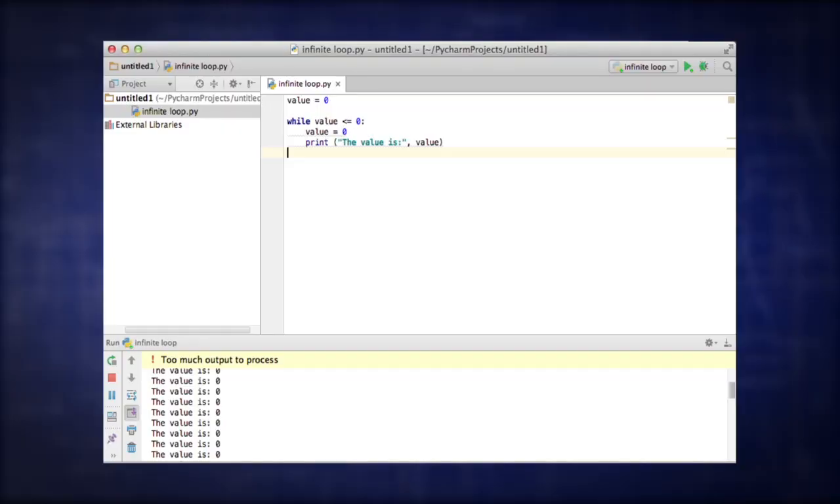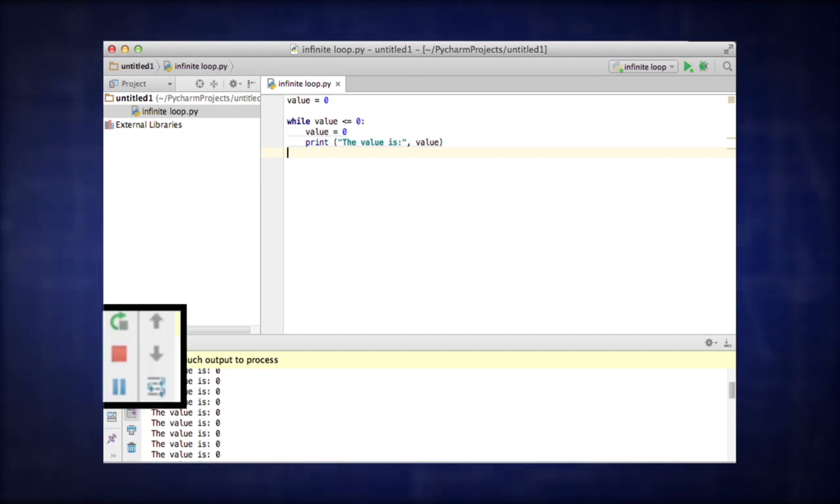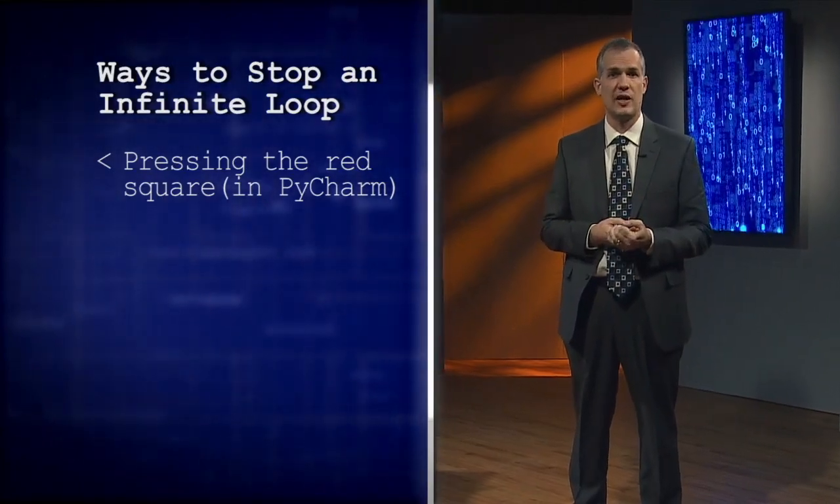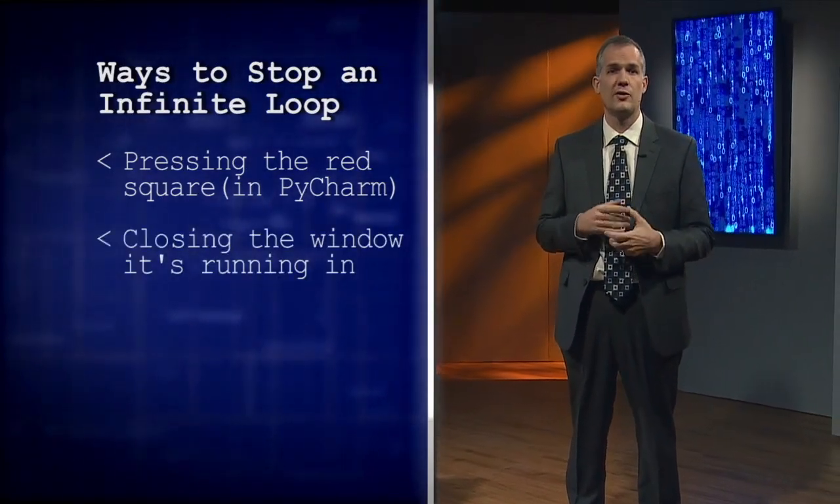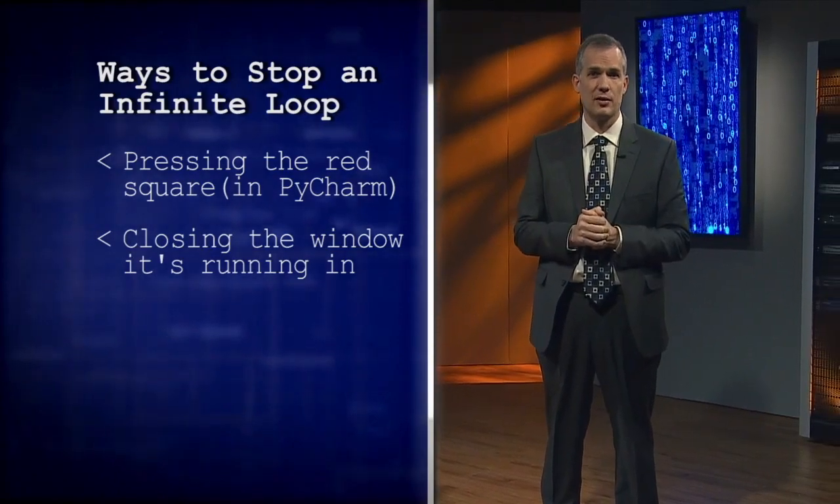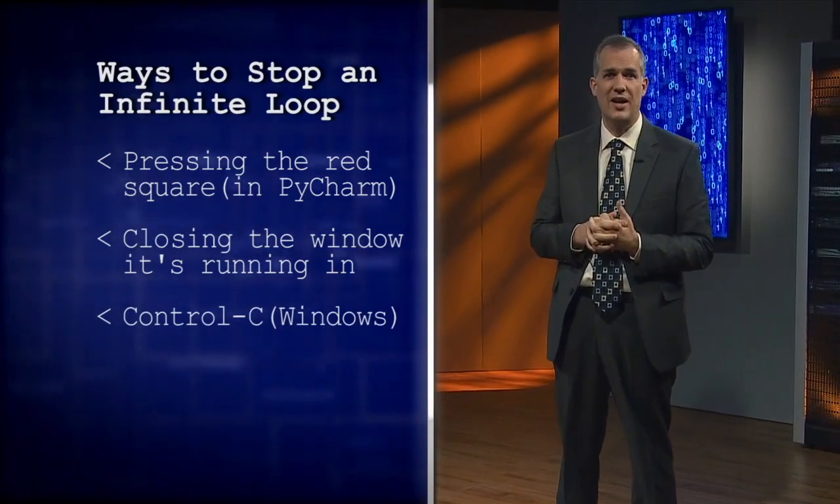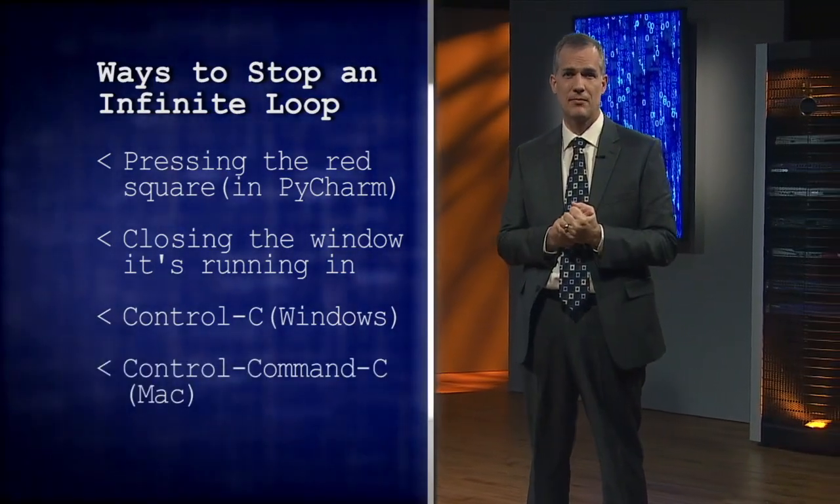Now, because of this, you want to make sure that you know how to stop a program that's in an infinite loop. If you're running your code in PyCharm or another integrated development environment, you'll probably have some sort of stop button. It's usually designated by a red square. Pressing this will stop the loop. Other times, you'll need to stop the program another way, such as by closing the window it's running in, or entering some command that will cause the program to quit. On a Windows machine, that's often Control-C. On a Mac, it might be Control-Command-C.